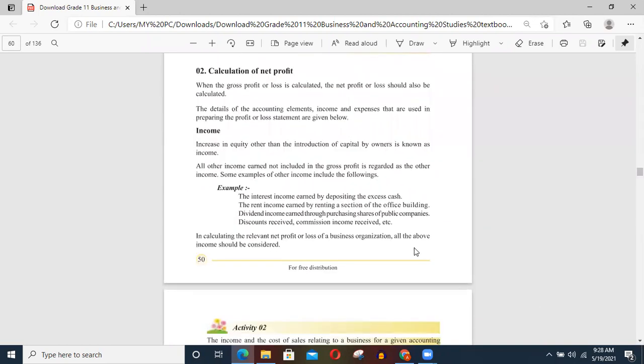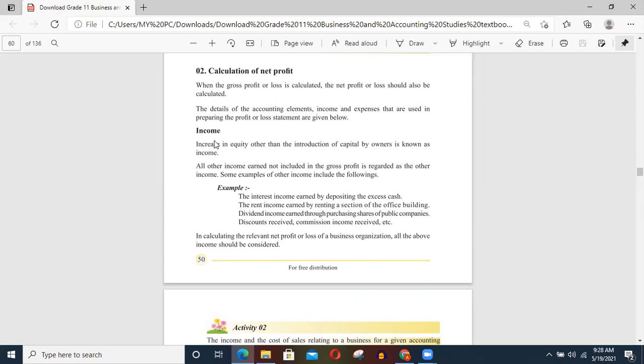So after calculating gross profit, you have to understand that we have to add all the other income and we have to minus all the expenses. Okay, and finally only we can get the net profit. Remember, gross profit, add all the other income, minus all the expenses. Finally, you can get the net profit. So let's look at it one by one.